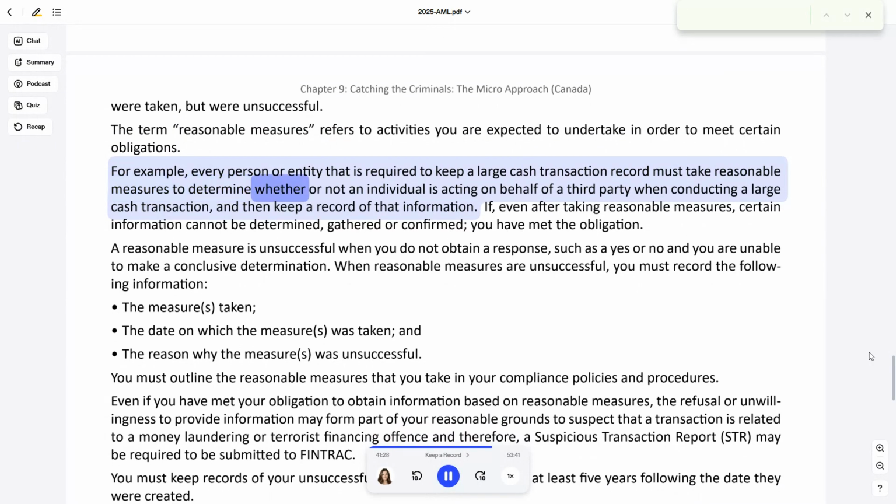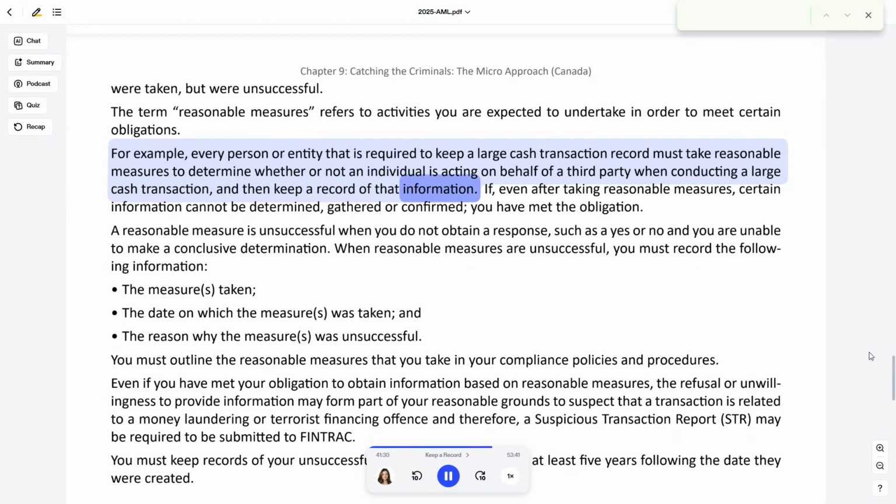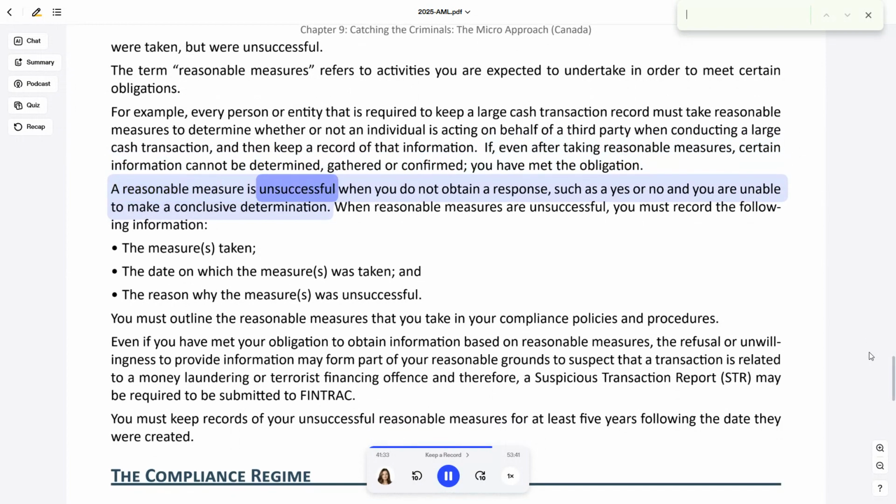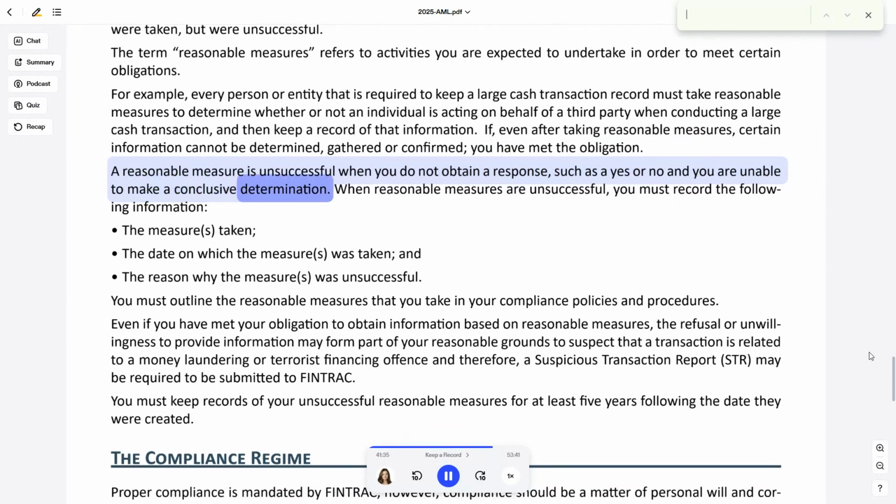to determine whether or not an individual is acting on behalf of a third party when conducting a large cash transaction, and then keep a record of that information. If, even after taking reasonable measures, certain information cannot be determined, gathered, or confirmed, you have met the obligation. A reasonable measure is unsuccessful when you do not obtain a response, such as a yes or no, and you are unable to make a conclusive determination.